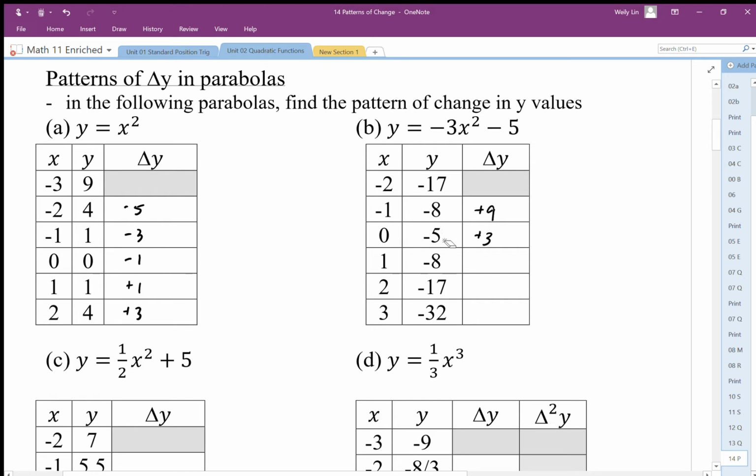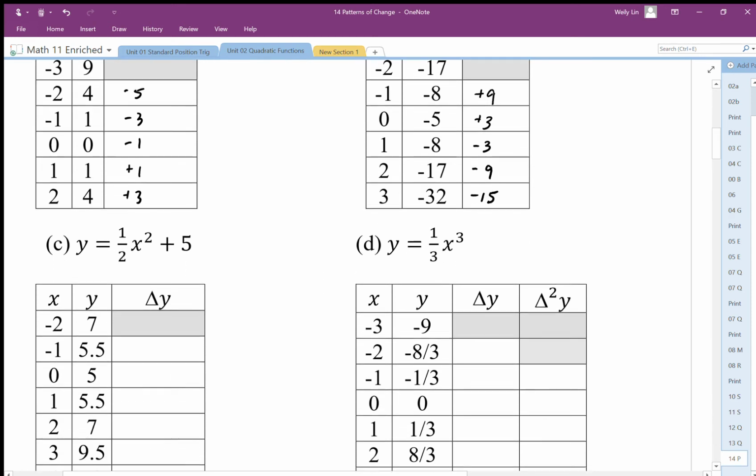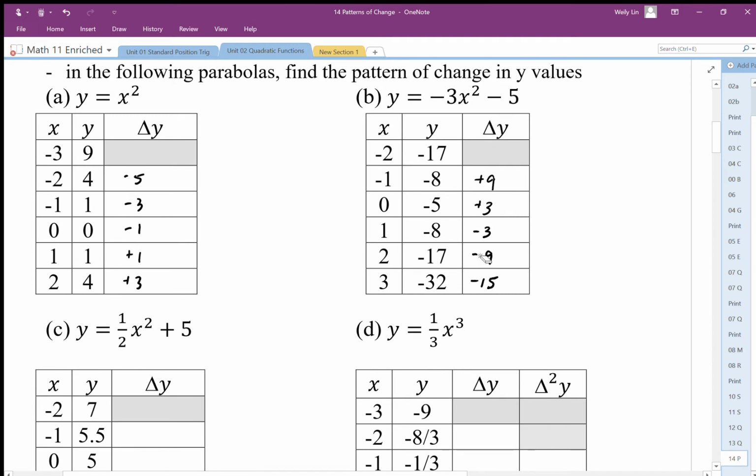Negative 5 to negative 8, we get minus 3. Then from negative 8 to negative 17, we get minus 9. And then from negative 17 to negative 32, we're going down 15. Again, notice that this change in y pattern is a linear pattern. We go minus 6, minus 6, minus 6, minus 6. This is a linear change. So again, this quadratic generates a change in y pattern which is linear.